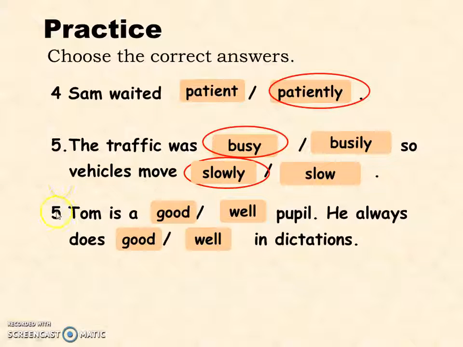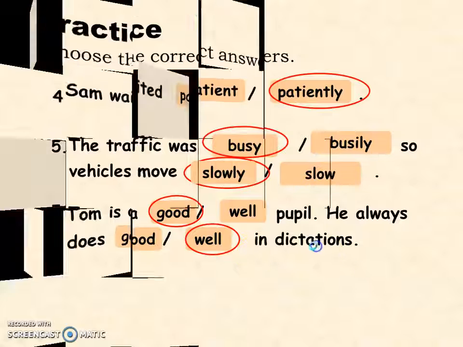Alright, the last one should be number 6. Well, this is a mistake. Never mind. Number 6. Tom is a good or well pupil. We need the adjective in this case because we are describing the noun. Should be, Tom is a good pupil. He always does good or well in dictations. This time we need to use the adverb because we are describing the verb, which is does. He does well in dictation.